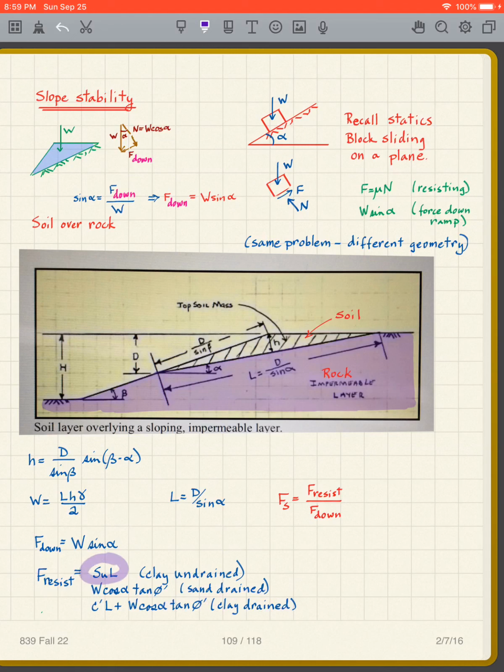So S_u times L for clay undrained, W cosine alpha tangent phi prime for sand drained, and c prime L plus W cosine alpha tangent phi prime for clay drained. So that's our resisting force, and that's our downward force. And then our factor of safety is the resisting over the downward forces.